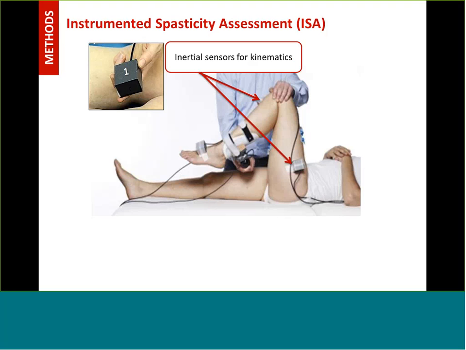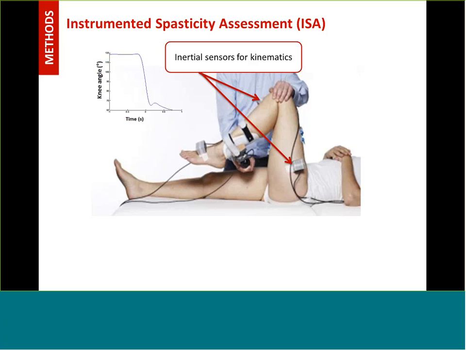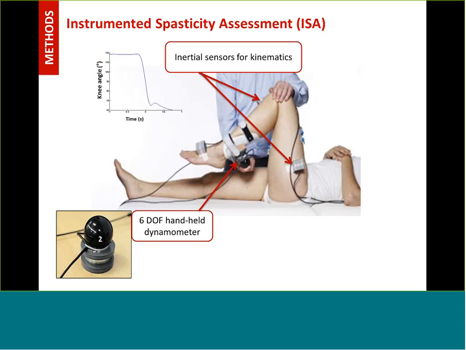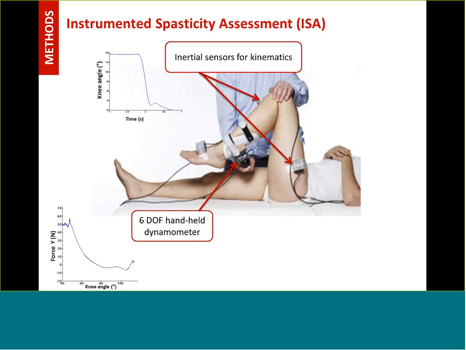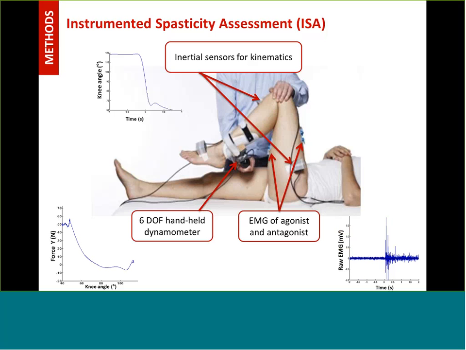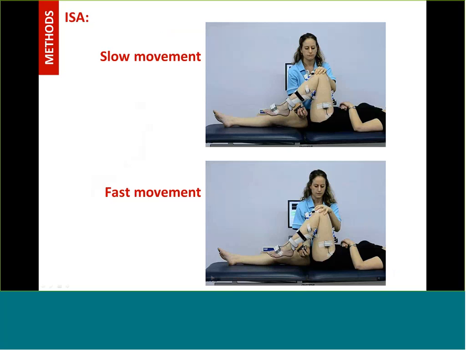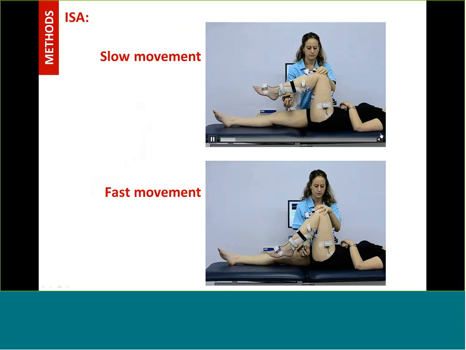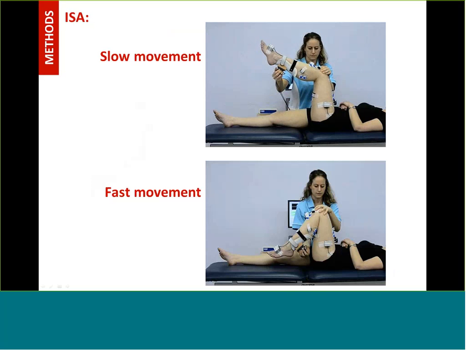Two inertial measurement units, each containing an accelerometer and a gyroscope, to derive the knee angle. A 6 degrees of freedom force torque dynamometer attached to an orthotic to measure the forces applied to the tibia. And surface electromyography to measure muscle activation in the medial hamstrings and the rectus femoris. As in a clinical examination of the hamstrings, the knee was moved from full knee flexion to full knee extension.